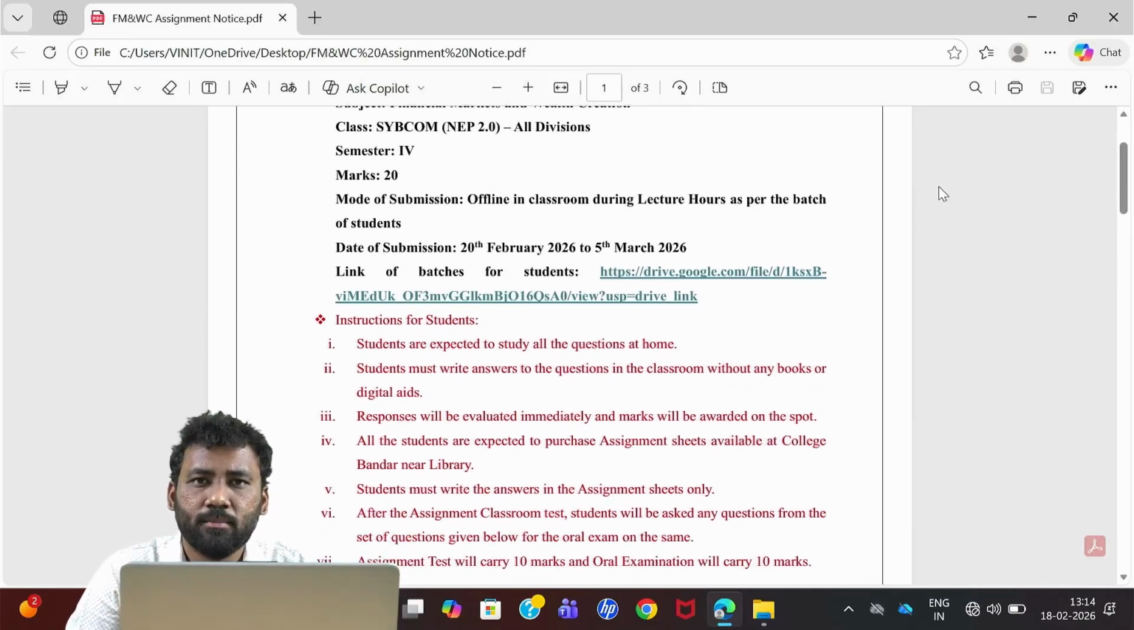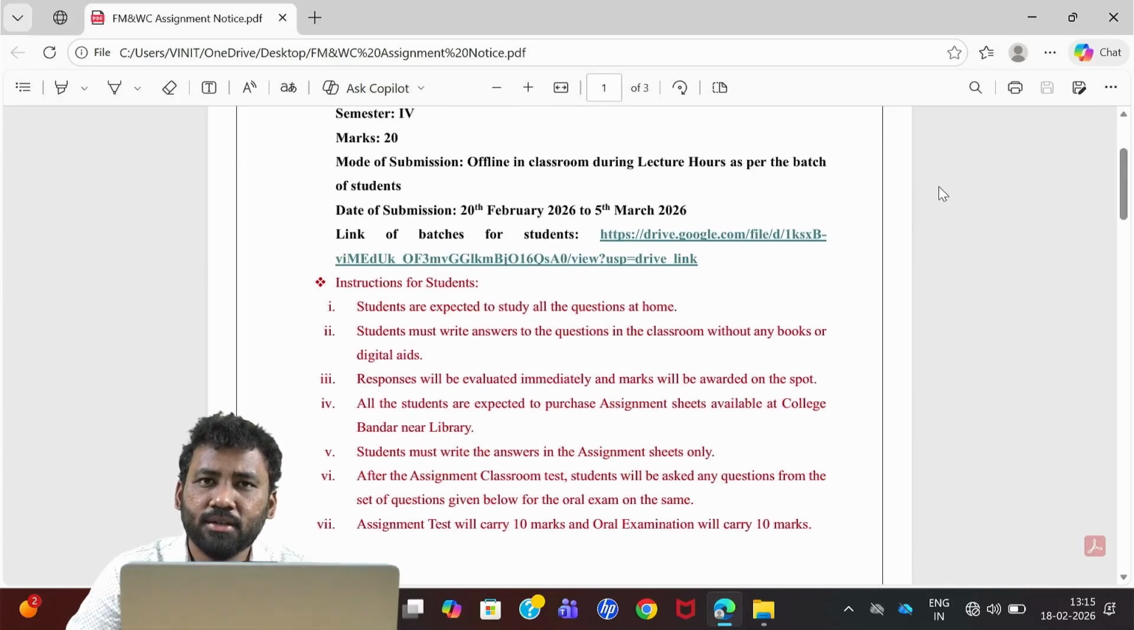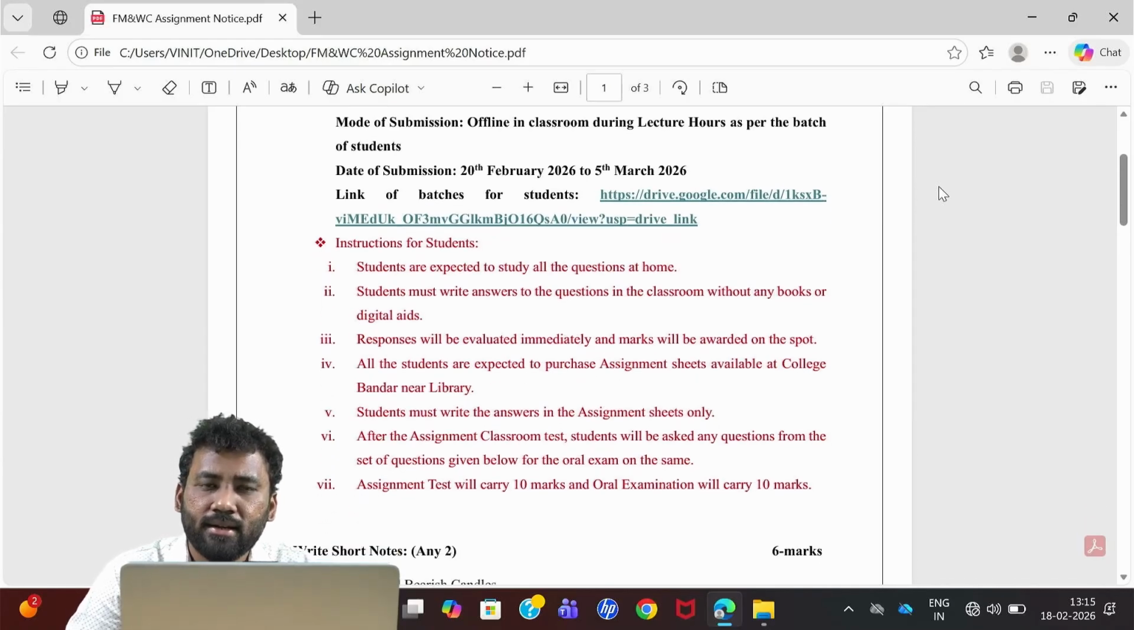All the students, very important, are expected to purchase assignment sheets available at College Bandar near the library. It's mandatory to purchase assignment sheets, and students must write the answers in the assignment sheets only. After the assignment classroom test, students will be asked any questions from the set of questions given below for the oral exam on the same. Point number 7, the assignment test will carry 10 marks and the oral examination will carry 10 marks.